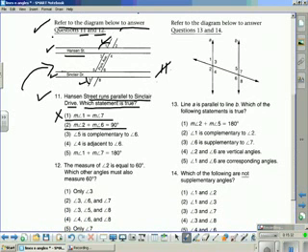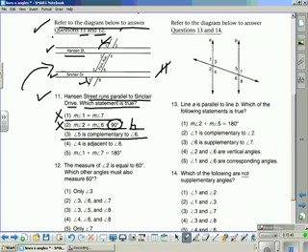Statement 2 says, the measure of angle 2 plus the measure of angle 6 is 90 degrees. That's your key. A 90-degree angle would look like this. Do you see any 90-degree angles in that diagram? Nope. Therefore, statement 2 is incorrect.